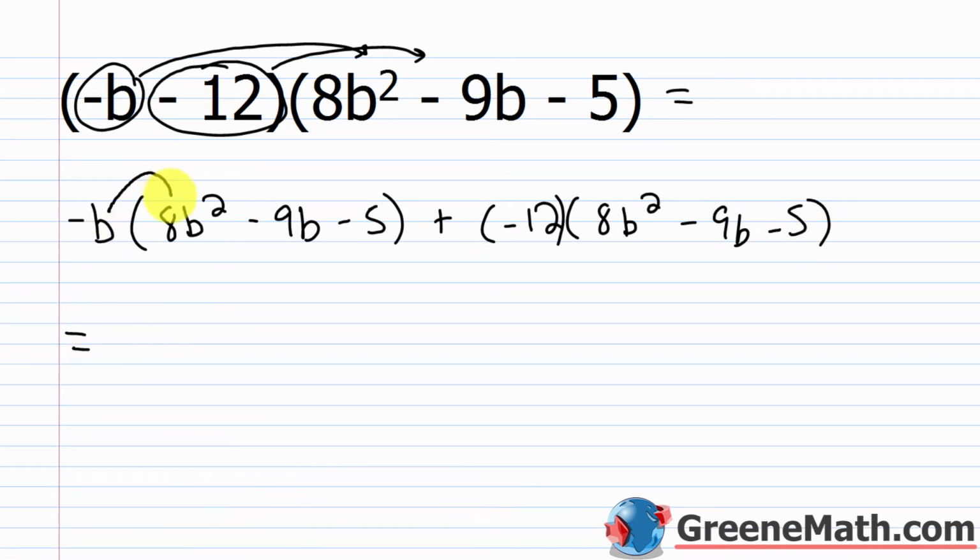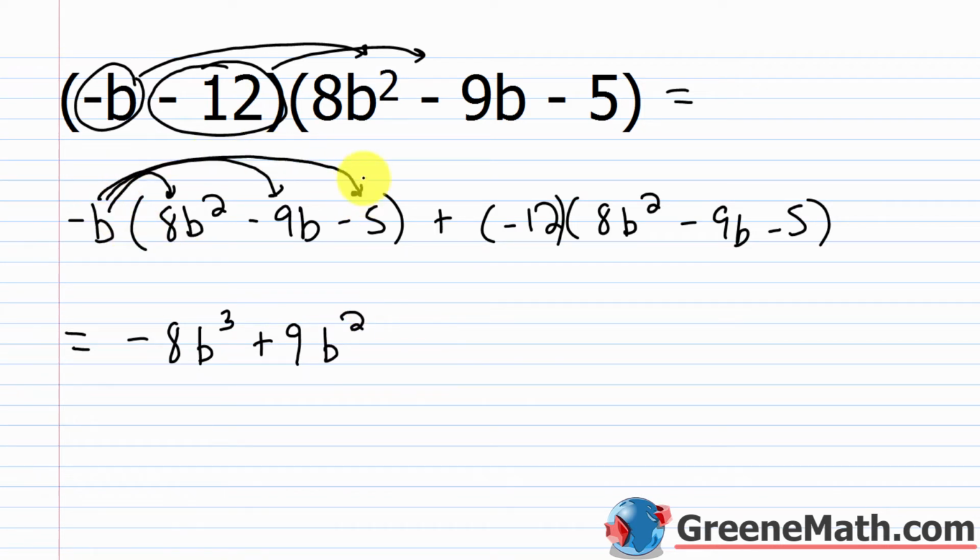So I'll have negative b times 8b squared. Negative times positive is negative, and then you basically have b times b squared, that's b cubed. So you would have 8, that comes along for the ride, and then b cubed. All right, so negative 8b cubed, and then the next one, we'd have a negative b times a negative 9b. So negative times negative is positive. b times b is b squared. So this would be positive 9b squared. Then I'd have negative b times negative 5. So negative times negative is positive. You have b times 5, that's just 5b.